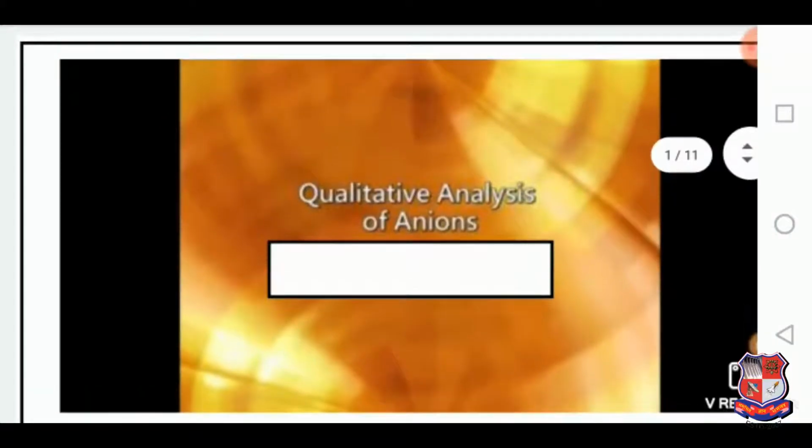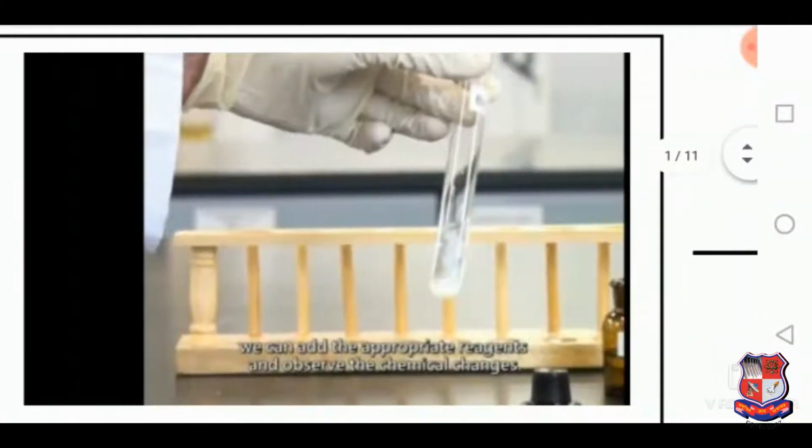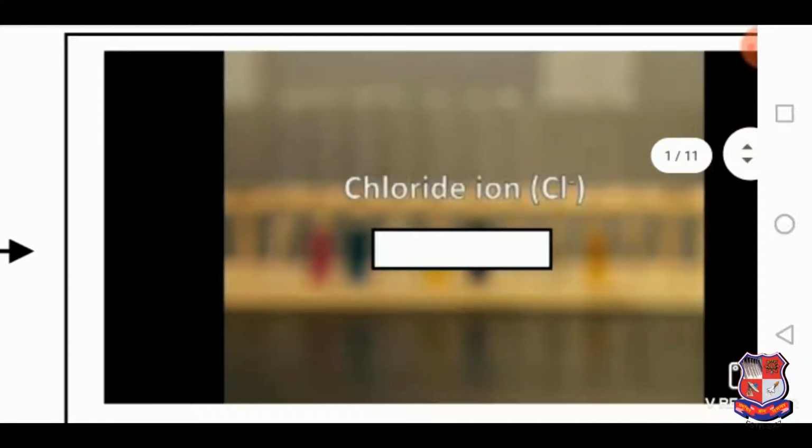Hello students, today we will see about the qualitative analysis of anions and cations. For that we can add the appropriate reagents and observe the chemical changes as seen in the test tube. So first let us see about the qualitative analysis of the chloride ion.